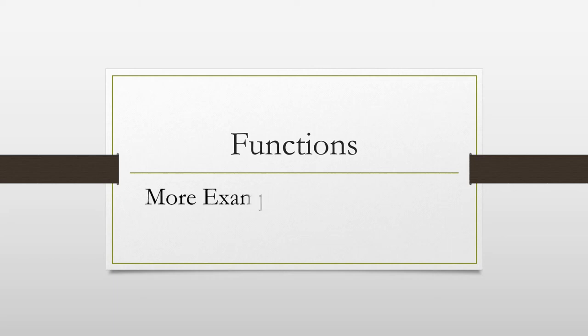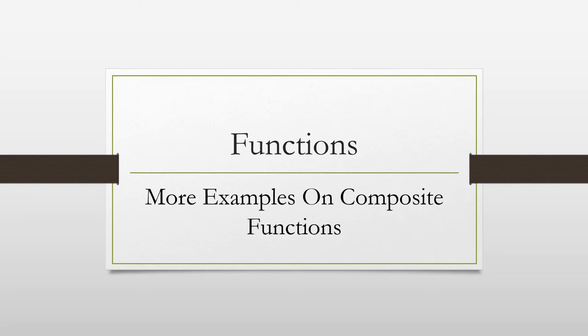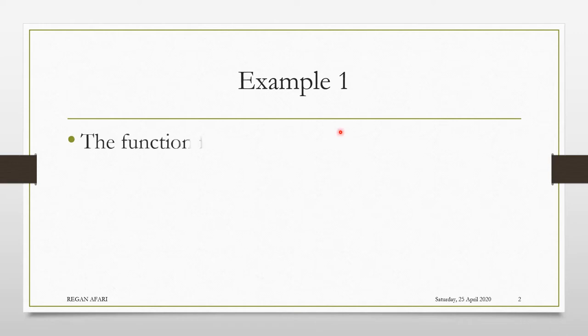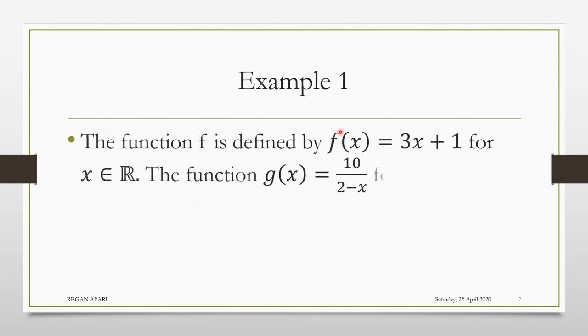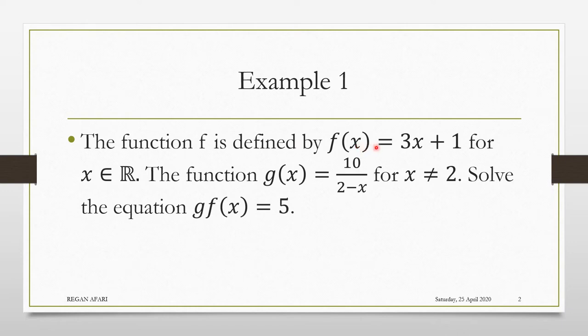In this lesson, we shall solve more examples on composite functions. The first example: the function f is defined by f of x equals 3x plus 1 for x belonging to the set of real numbers. And then we have another function g of x, which is defined as 10 over 2 minus x for x not equal to 2, because when x is equal to 2, you have 10 divided by 0, which will be undefined.